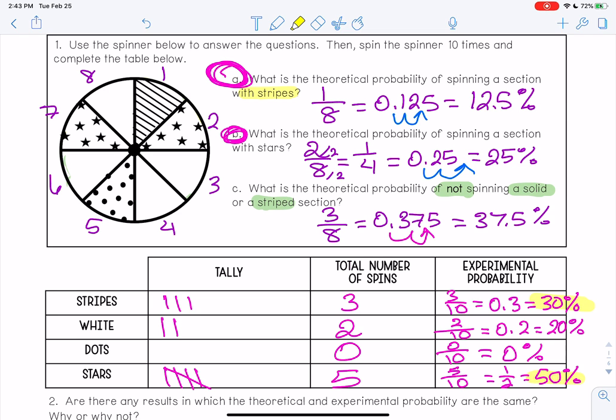So when we only spun the spinner 10 times, notice the percentages are way different than the theoretical. But if we were to do this, let's say 100 times, the numbers would be much closer. We might not get a perfect 12.5% for stripes, but it'll be around 12 something, or maybe like 13.1, right? It starts getting closer and closer to that 12.5. And we might not get 25% exactly for the stars, but it'll be pretty darn close, like 24.9 or 25 point something. But the more experimental probability you do, the closer that number will get to the theoretical probability.